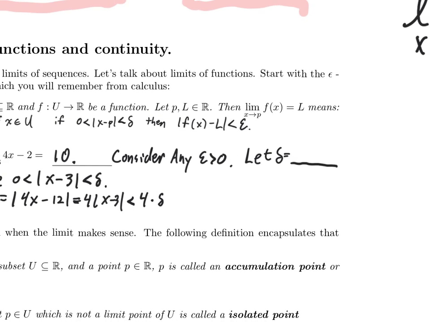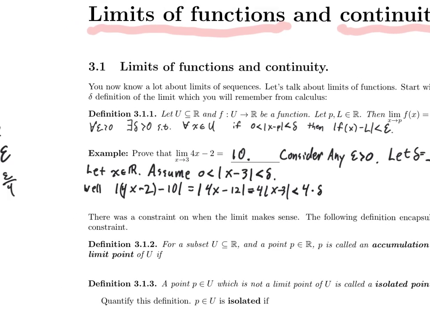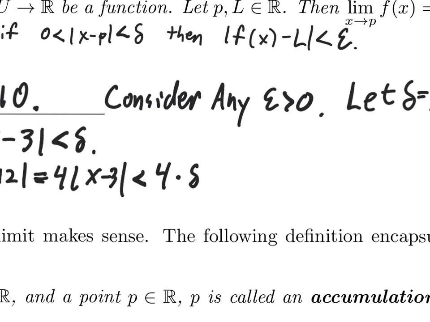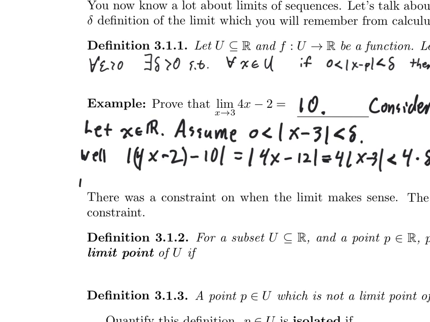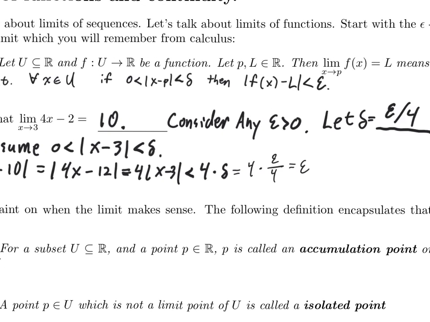So let's use delta equal to epsilon over 4. But that means 4 times delta is equal to 4 times epsilon over 4, which is exactly epsilon. And now let's just put a concluding sentence. Thus, for all epsilon bigger than 0, I started with considering any epsilon bigger than 0. So I did prove something is true for every epsilon bigger than 0. I came up with a choice of delta.